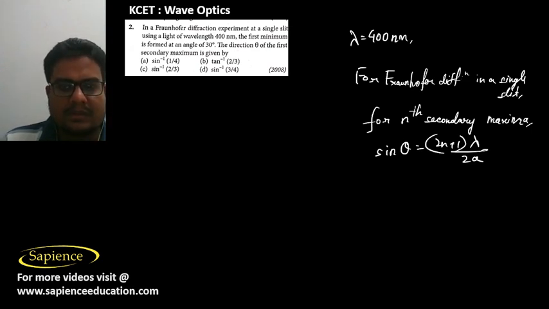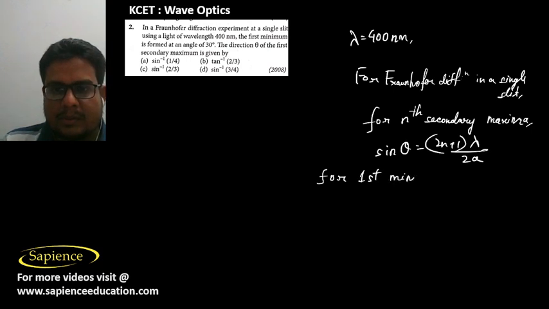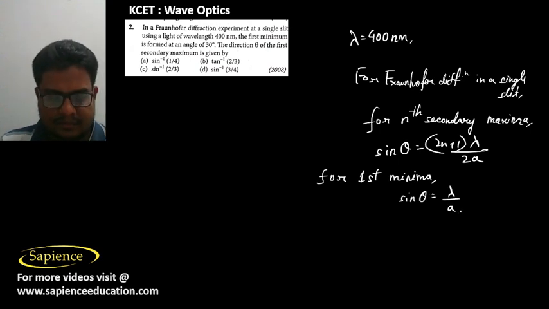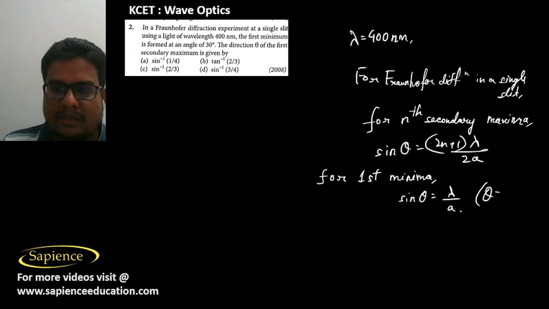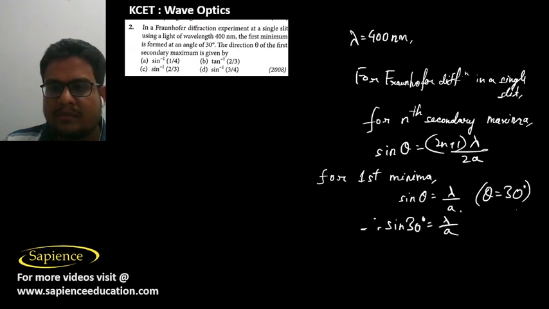And for the first minima we have sine theta equal to lambda by a. Here for the first minima the angle theta is given as 30 degrees. Therefore sine 30 degrees equals lambda by a, which is equal to half. So lambda is equal to a by 2.